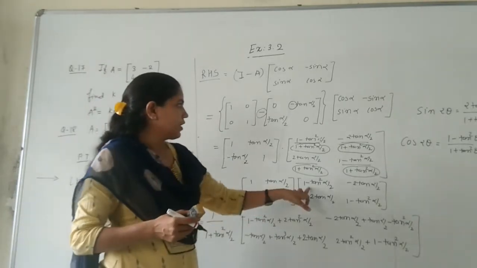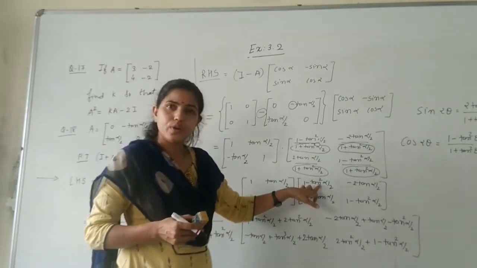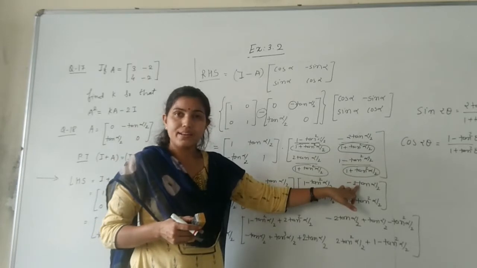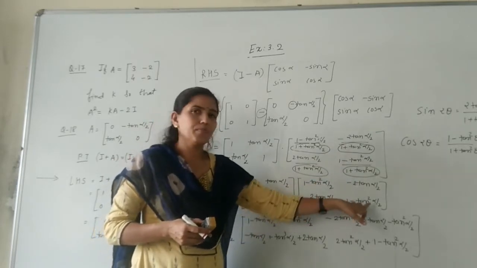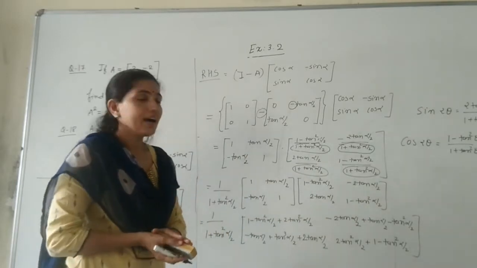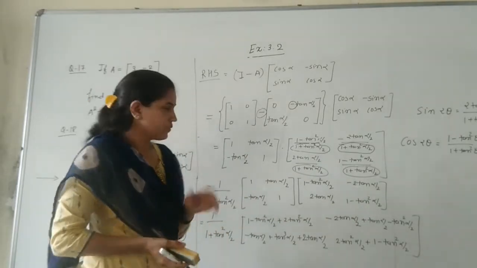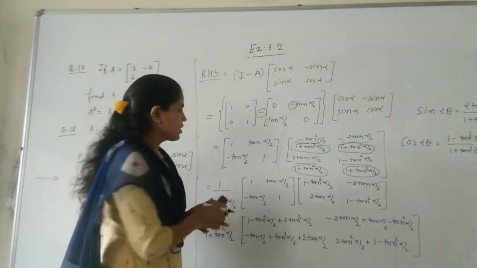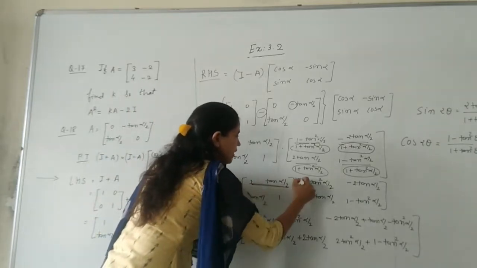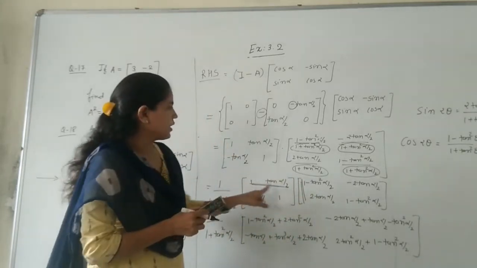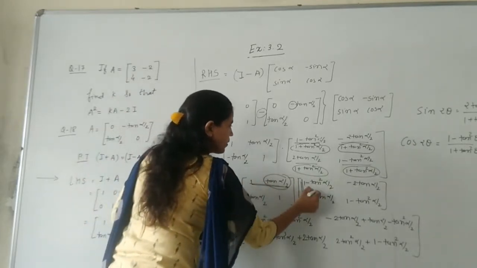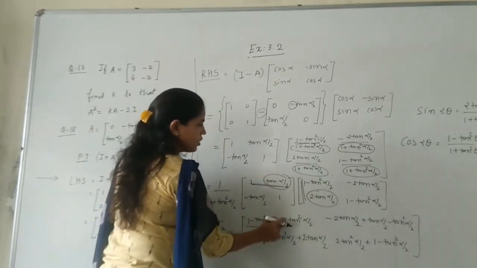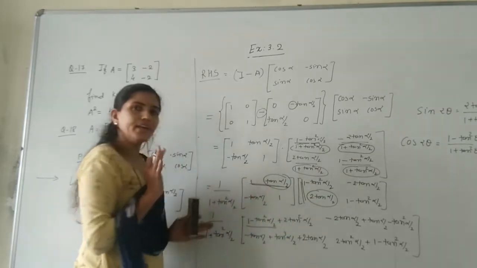So now here it is 1 minus tan square alpha by 2, minus tan alpha by 2, 2 tan alpha by 2 and 1 minus tan square alpha by 2. Now we apply the multiplication. First row and first column: 1 into 1 minus tan square alpha by 2 plus tan alpha by 2 into 2 tan alpha by 2, so 2 tan square alpha by 2.